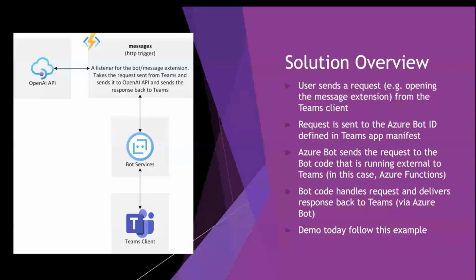Let me quickly go over the solution overview I have today. Obviously, this doesn't have to be what you would use. It's just what I've used for the demo. So we effectively have someone using a Teams client. They're sending a request, i.e. they're opening up the message extension. That then gets sent to bot services.